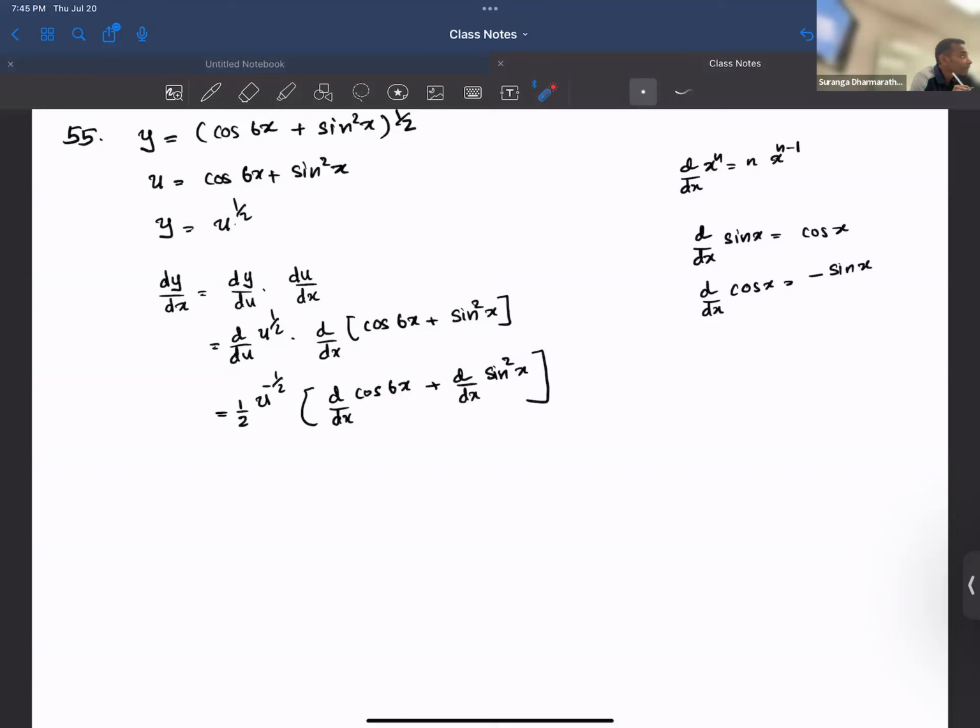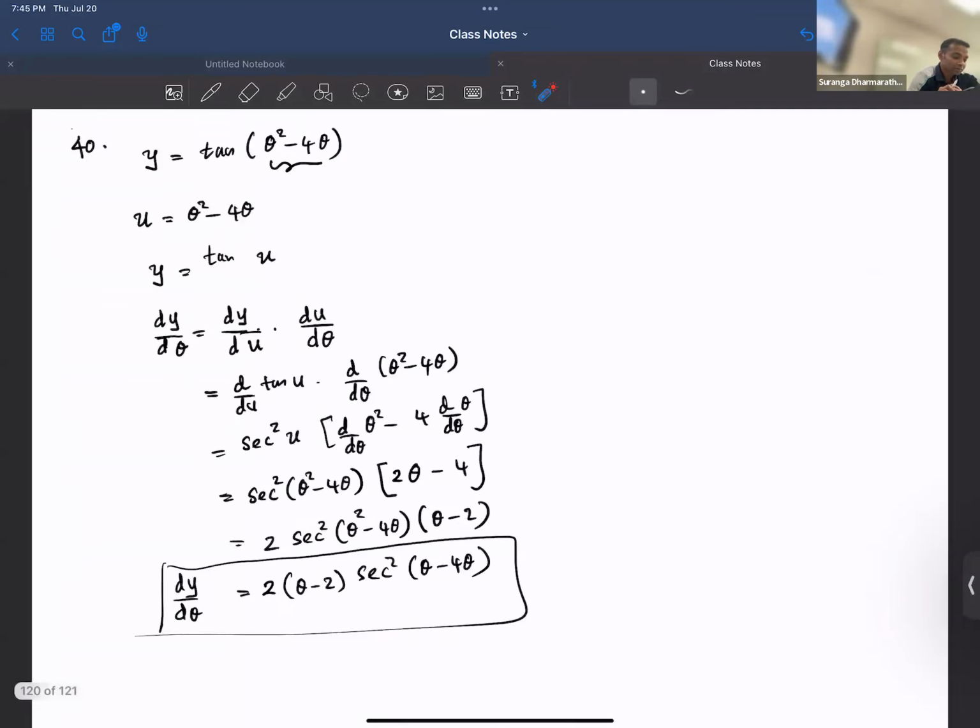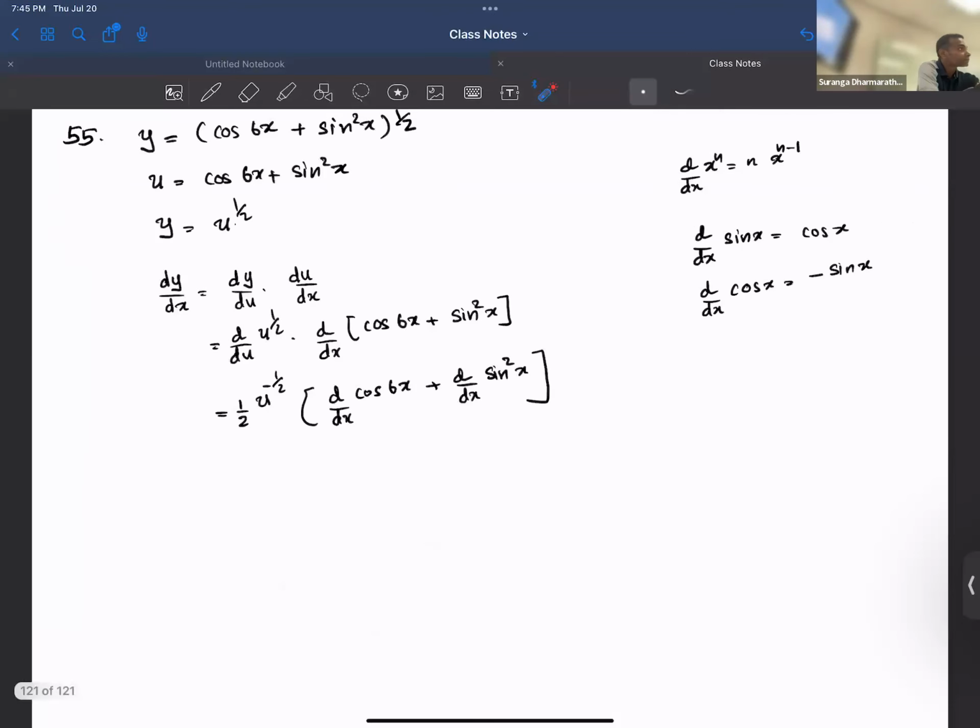I know you know that. So what did you do? Okay, come on, we did this one. What did you do there? You told me the answer. One of you told me the answer, right? What did you do? We wanted to have a tangent of something, right? Tangent of u. So we took theta squared minus 4 as u. Now we have cosine of 6x.